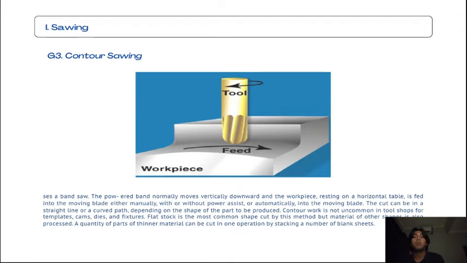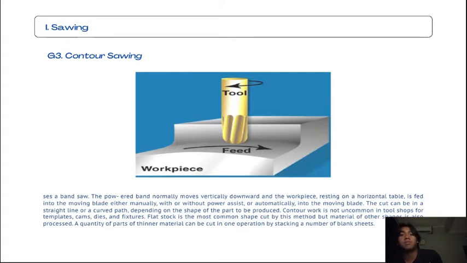Okay, the third subtopic from sawing is contour sawing, which uses a band saw. The band normally moves vertically downward, and the workpiece resting on a horizontal table is fed into the moving blade, either manually with or without power assist, or automatically. The cut can be in a straight line or a curved path, depending on the shape of the part to be produced.